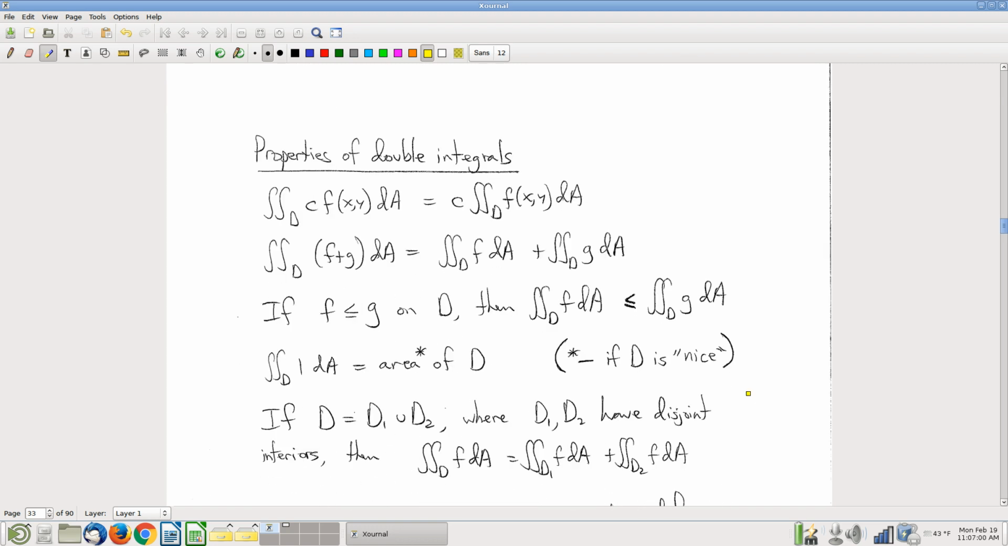I'm going to go pretty quickly through this next couple of pages because a lot of this stuff is pretty straightforward. You'll notice that these first 3 properties of double integrals look just like properties of single variable integrals.